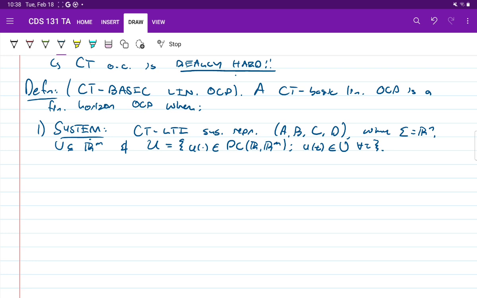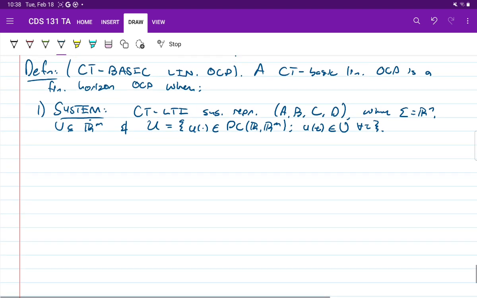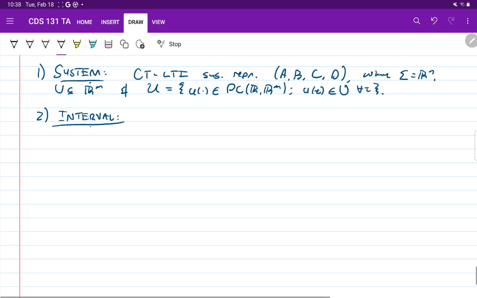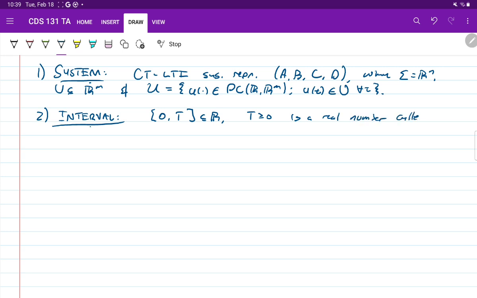All right, so this is a little bit different to our general case. We've now added this input constraint just to make these problems a little bit more relevant to what you might see in practice, okay? All right, so that's the system. Next, we'll go ahead and define the interval. This should all be looking fairly familiar from the discrete time case. So the interval is going to be of the form [0, T], a subset of R, where T greater than 0 is a real number called the horizon, okay? So once again, the horizon is just the length of the interval. It's just how far into the future we're interested in performing our optimization, all right?